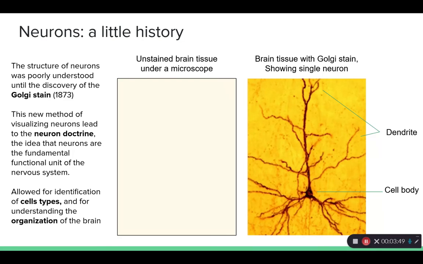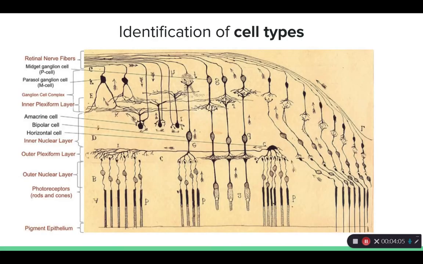Prior to that, there was really no understanding of what the cells of the brain looked like, how they were shaped, or how they were organized. But after the development of the Golgi stain, we were finally able to see what neurons looked like. And this was absolutely revolutionary. So here, for example, is an illustration of neurons in the human retina, based upon a Golgi stain.